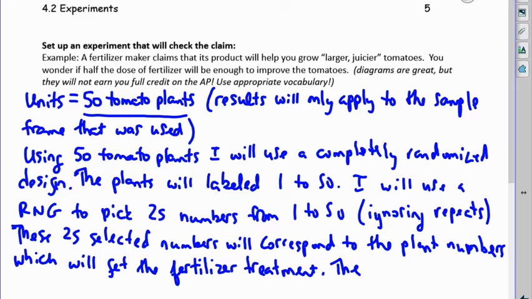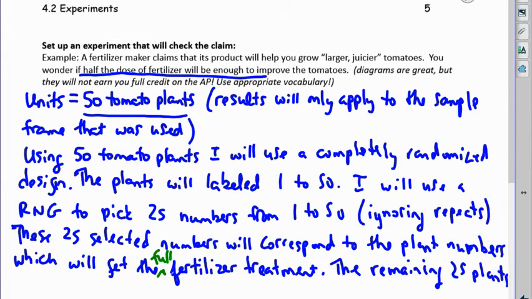Okay, we're trying to decide if we can have a half dose, if that'll be enough to improve them. So the first group is getting the full fertilizer treatment. The remaining 25 plants will get the half dose fertilizer treatment.